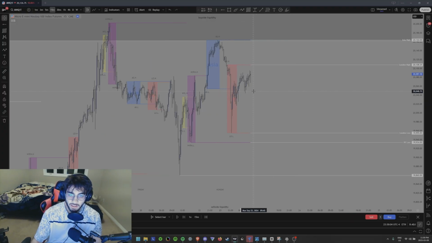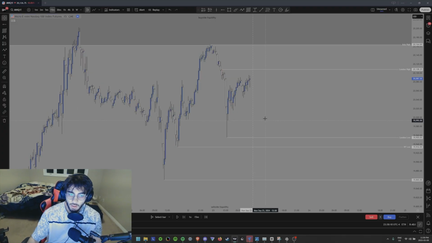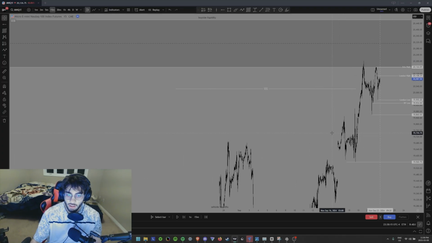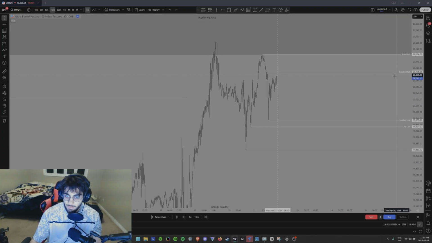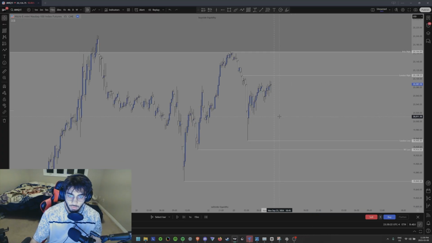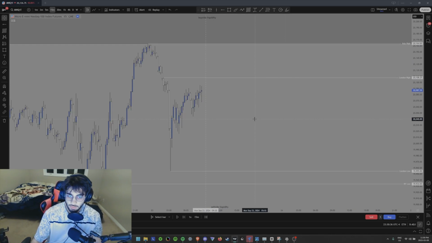Shorts. Why? Because we broke structure to the downside. I can delete the indicator now, but I'm still going to keep it up, or you can just hide it as well. On the higher time frame, we are looking long. You got to keep that in mind. On the lower time frame, we're looking short, right? Because we did break structure towards the downside with this low right here, and this is our little retrace. So that's what I'll be looking for.